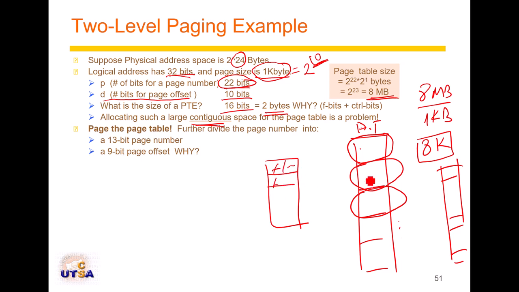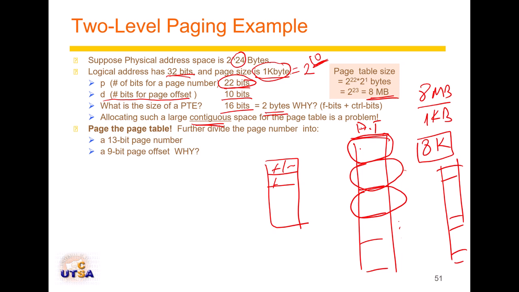Similarly, what is the frame number for the second page and where it is stored, etc. So this way, now we can store all that information in a non-contiguous manner, and that's the goal. Okay, so that idea is clear.